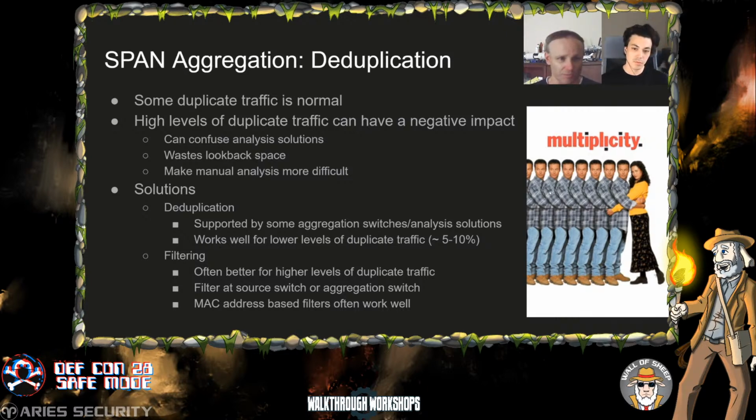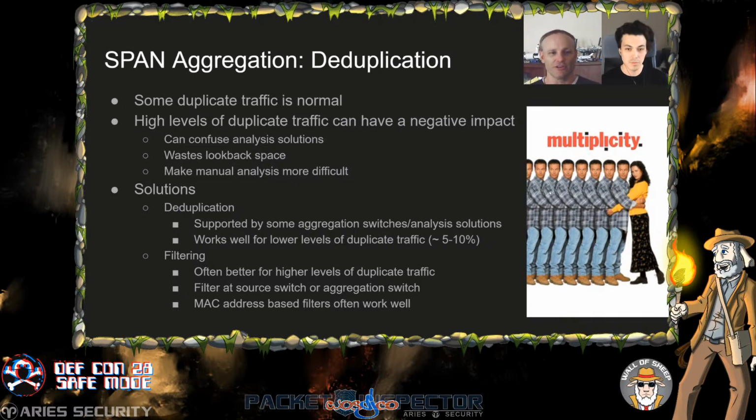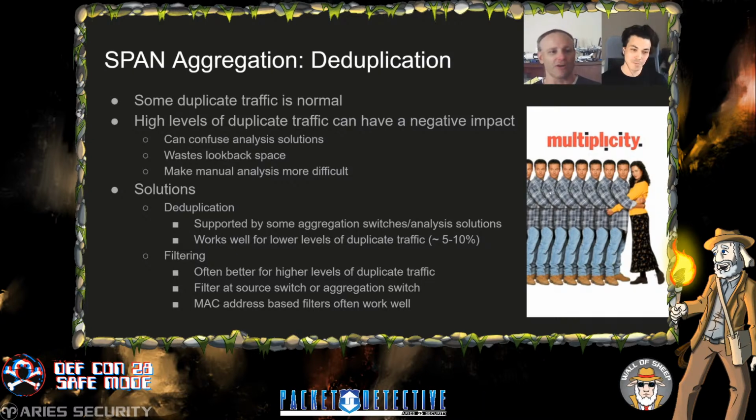It's going to waste a ton of lookback space. If I bought some packet analysis solution that can handle up to 10 gig of traffic, well, if I'm feeding it 2 copies of every packet, I'm literally wasting half of its capability, right? And it can also make manual analysis more difficult. If any of you have ever opened up a Wireshark trace and there are 6 copies of every packet, it can be annoying to look at. I mean, there are ways to filter it out, but it can just make it more of a pain.